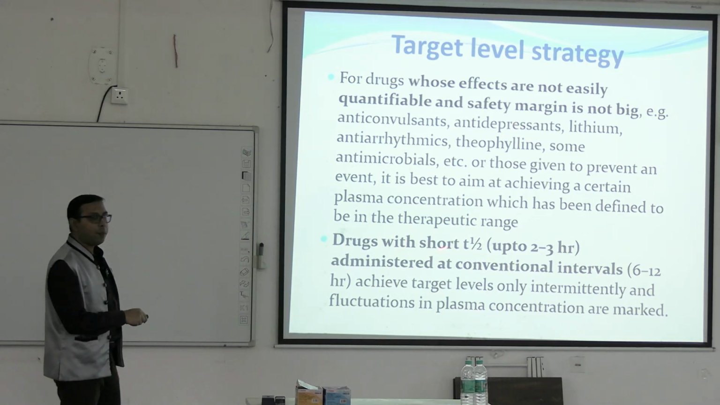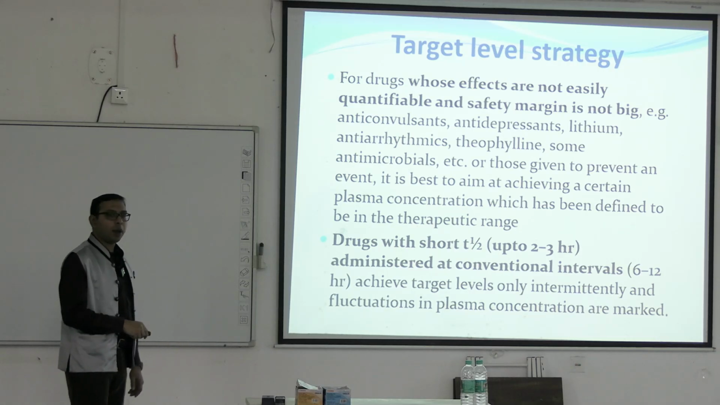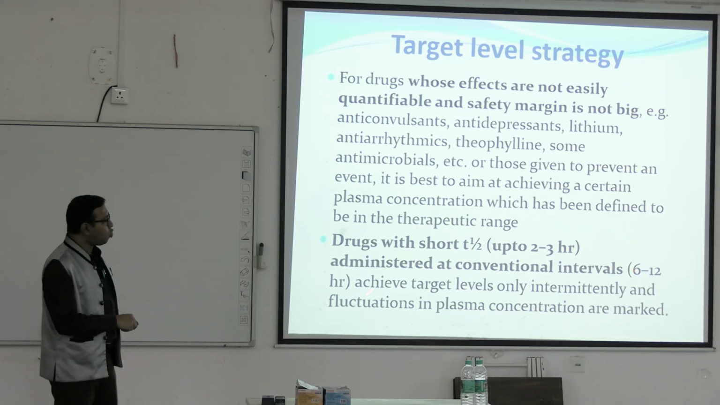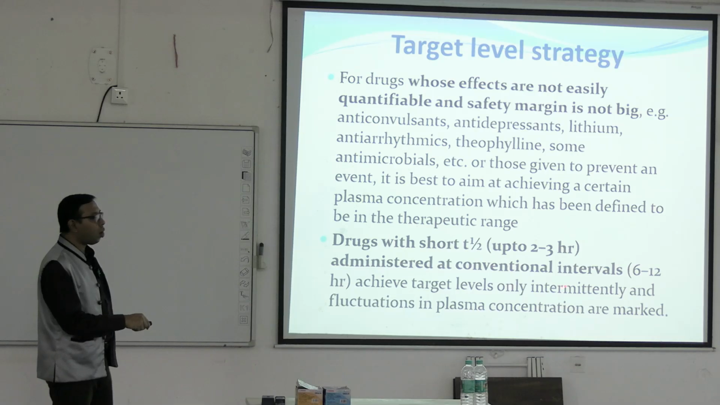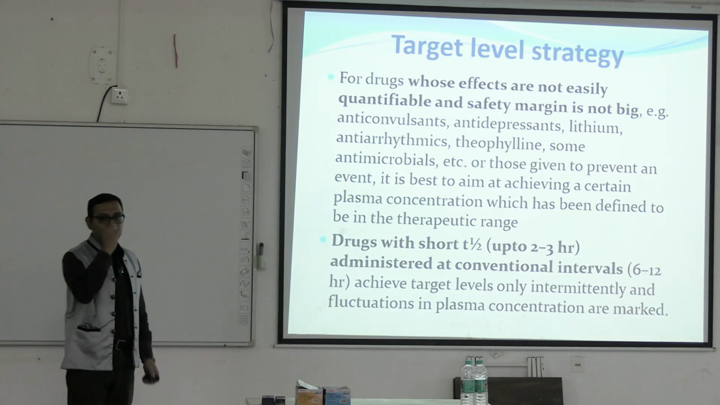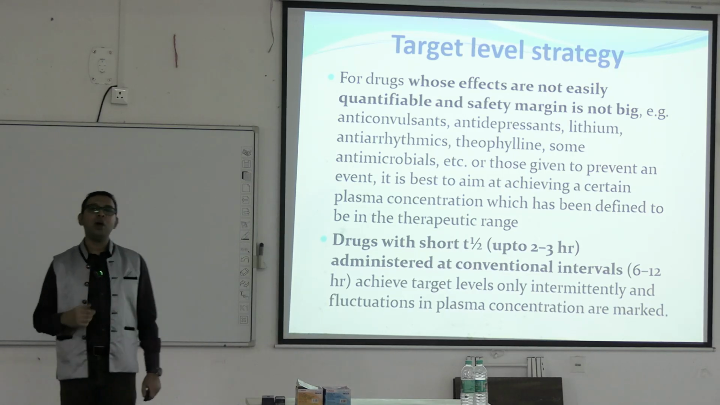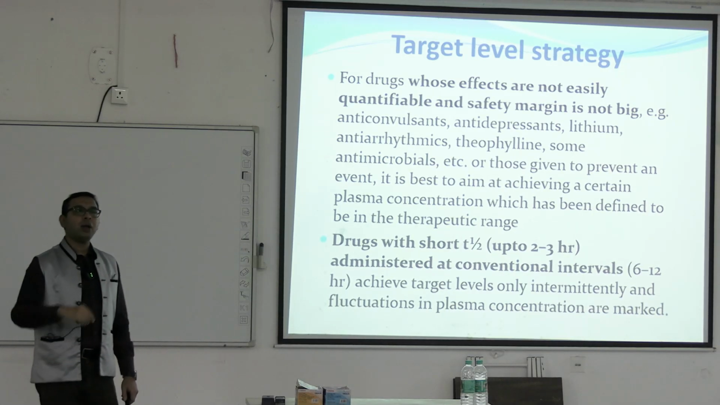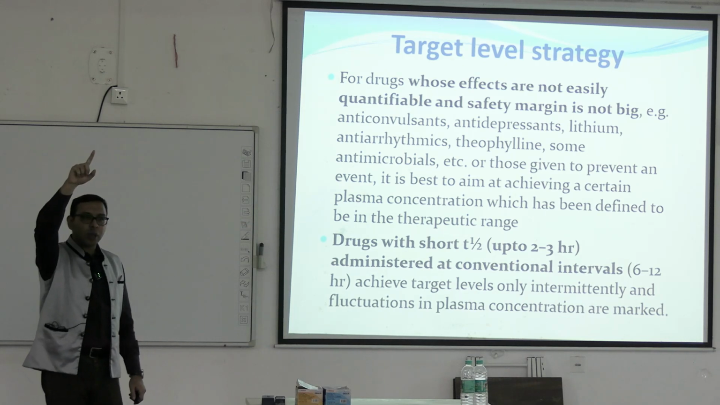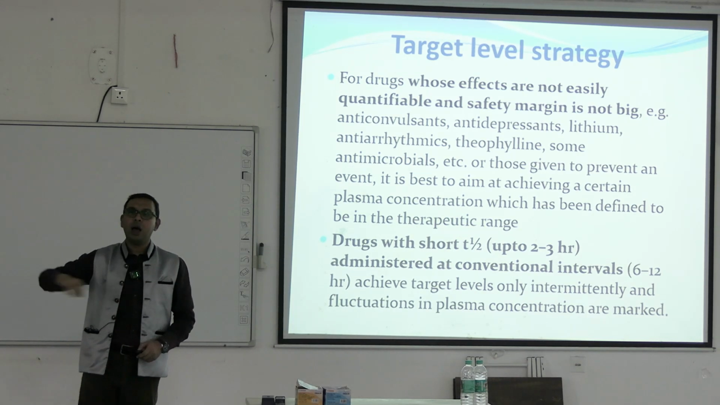So drugs which have a very short half-life, up to 2 to 3 hours, administered at conventional intervals, for example 6 to 12 hourly, achieve target levels only intermittently, and fluctuations in plasma concentrations are marked. So here we have to give much more frequent dosing of the drug, otherwise there will be an increase of the drug level and then again a decrease.